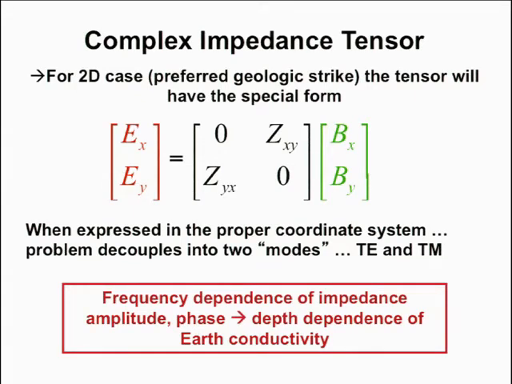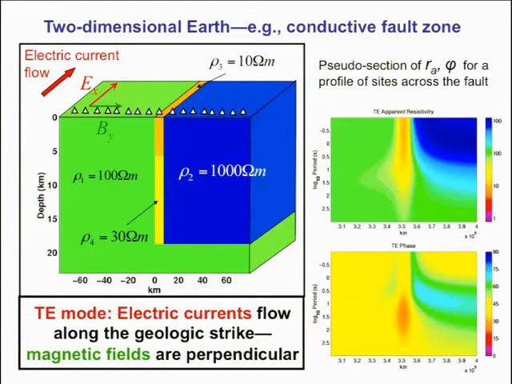And there are really two independent modes, which are called TE and TM. And it's the frequency dependence of the impedance amplitude and phase. These are complex things, so there's a phase difference between electric and magnetic fields. That can be translated into the depth dependence of Earth conductivity or resistivity. So here's a cartoon of the two-dimensional Earth model, a conductive fault zone, a profile of stations across it. This is a TE mode in which the electric current is flowing parallel to the strike.